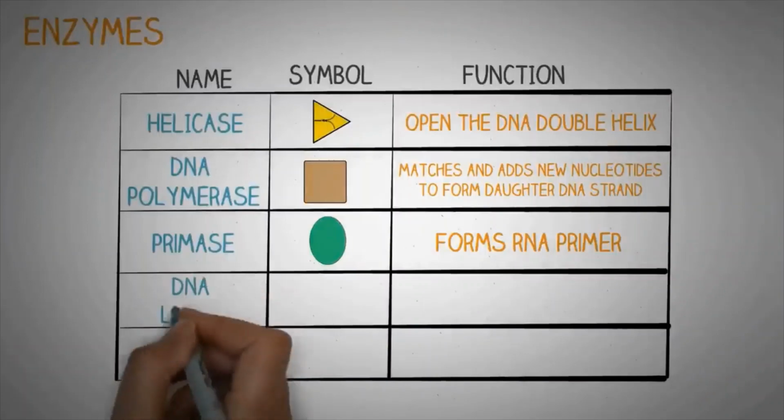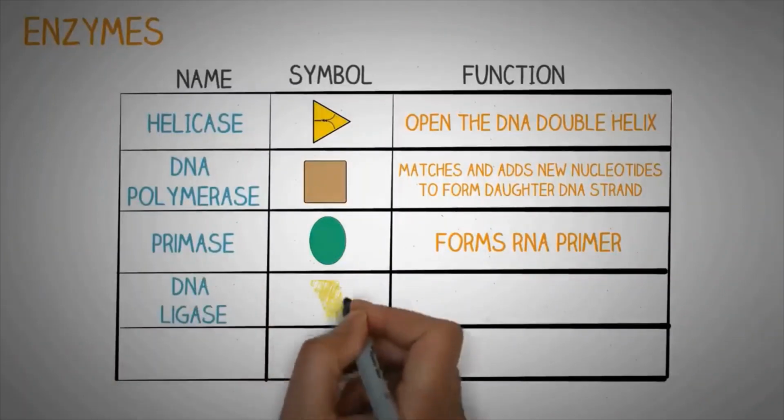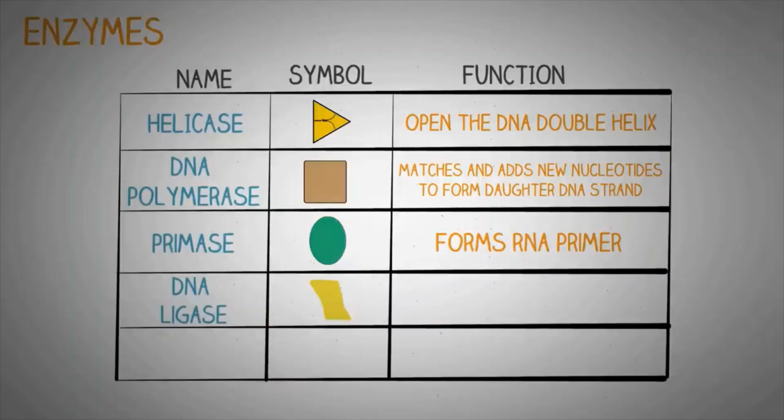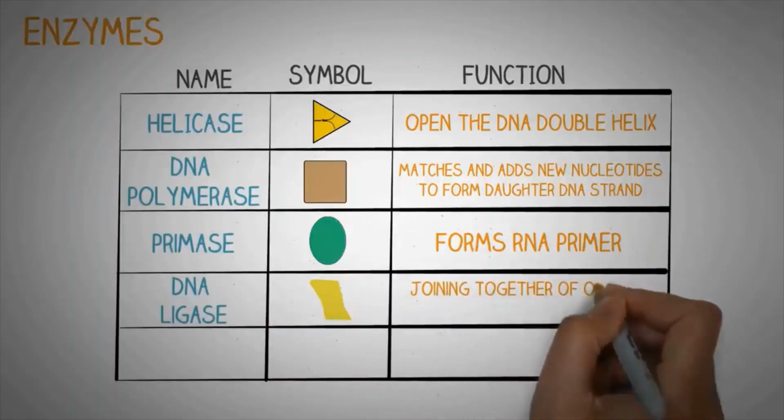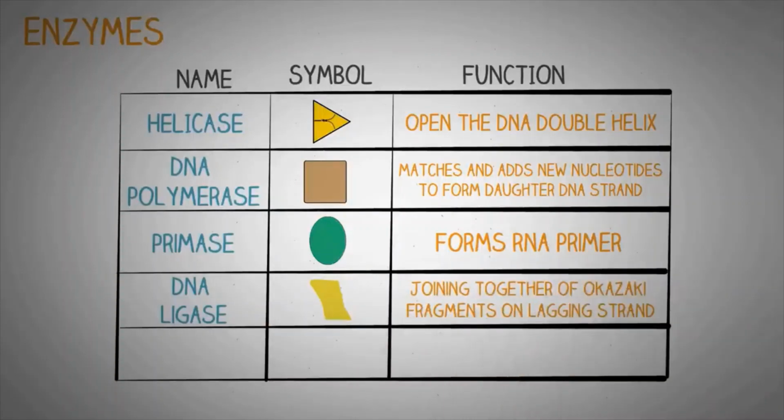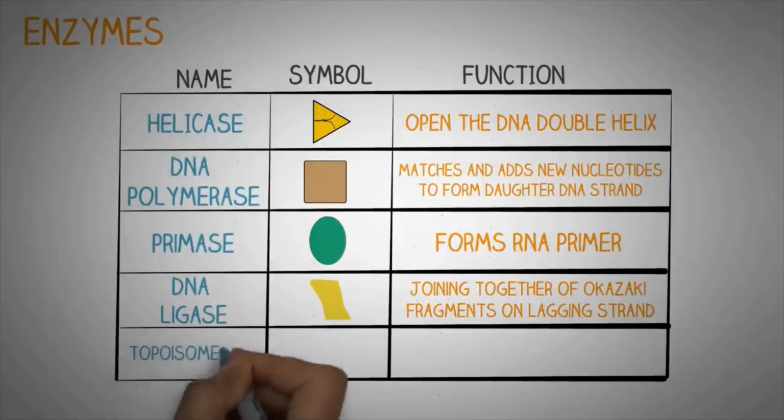The next enzyme we will talk about is the DNA ligase, which will be represented by this symbol in the process. The DNA ligase performs a vital function of joining together the Okazaki fragments on the lagging strand. Now this may seem complex right now, but we will get to this in detail later in this video.